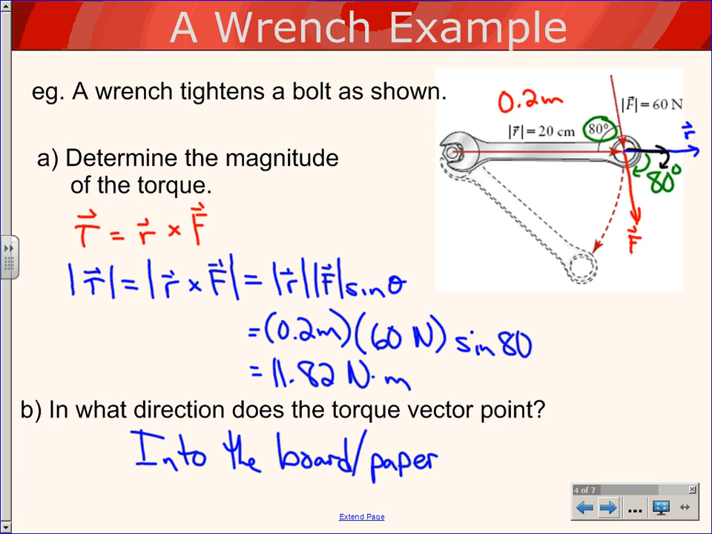And if you think about what that means, the nut at the center of that wrench is going into the board. It's being tightened. So if you've ever tightened something like this, you know that if we turn that wrench in that direction, that should be tightening the bolt, and that's what's happening here. Okay.